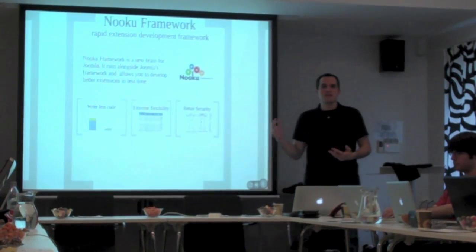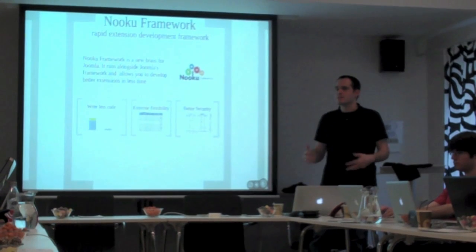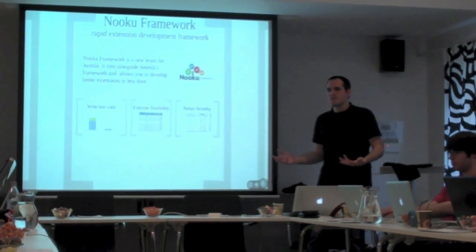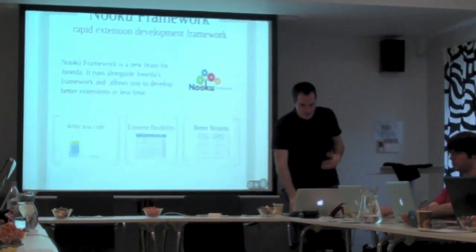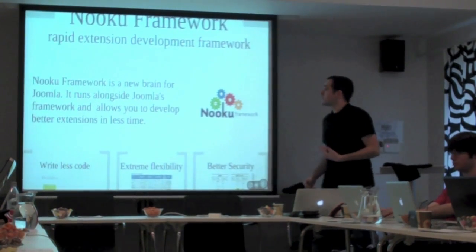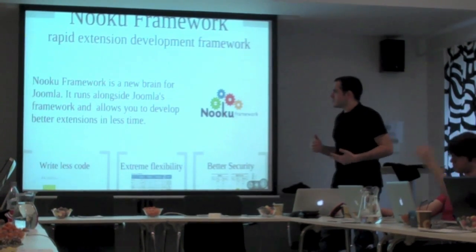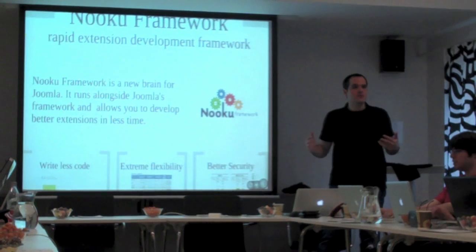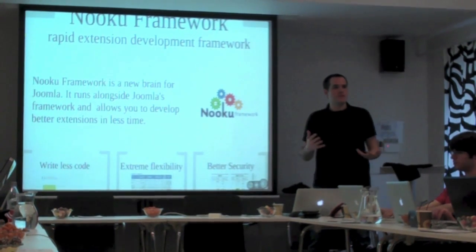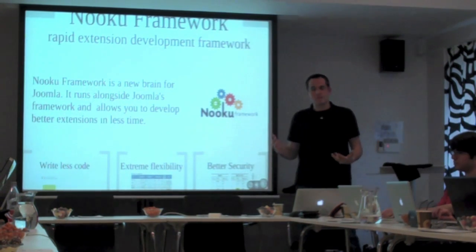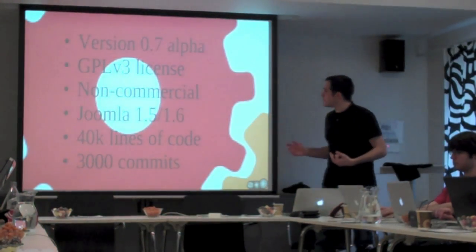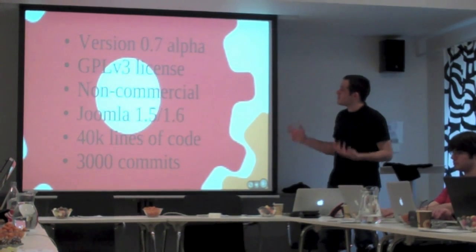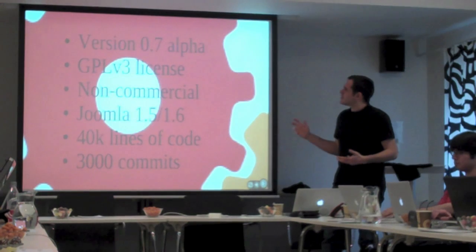Different from Nooku content, Nooku framework is completely freely available, doesn't cost any money. It's driven by a community of people and not by customers. So it requires a different way of working with it, at least from our side. So what is it? It's a rapid extension development framework. I explained it yesterday. What does it do? It makes it easy for you to quickly develop extensions that are a lot more powerful. How do we do that? Well, a few things. At the moment it's version 0.7 alpha. Alpha 1 is end of the week.